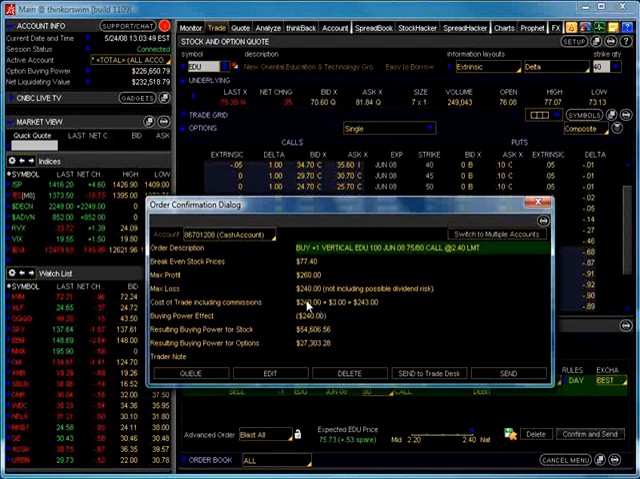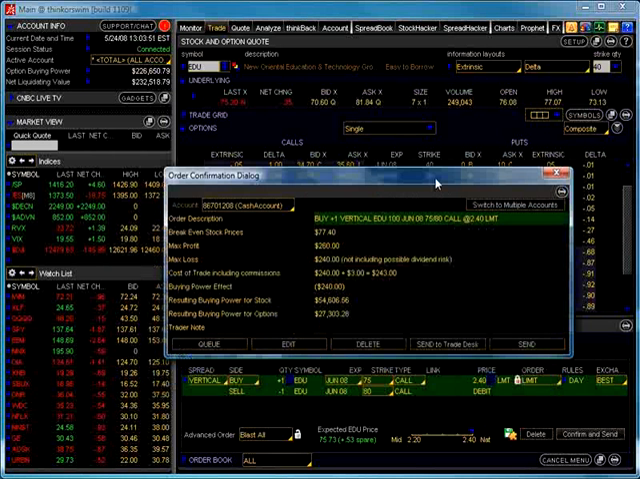The spread, the strike price difference between these two options, is $5. So our maximum profit is the $5, which is the difference between these strikes, minus $2.40, which is $2.60. And that's exactly how they calculated our maximum profit in the dialog box. Our maximum profit is $2.60 on this spread.